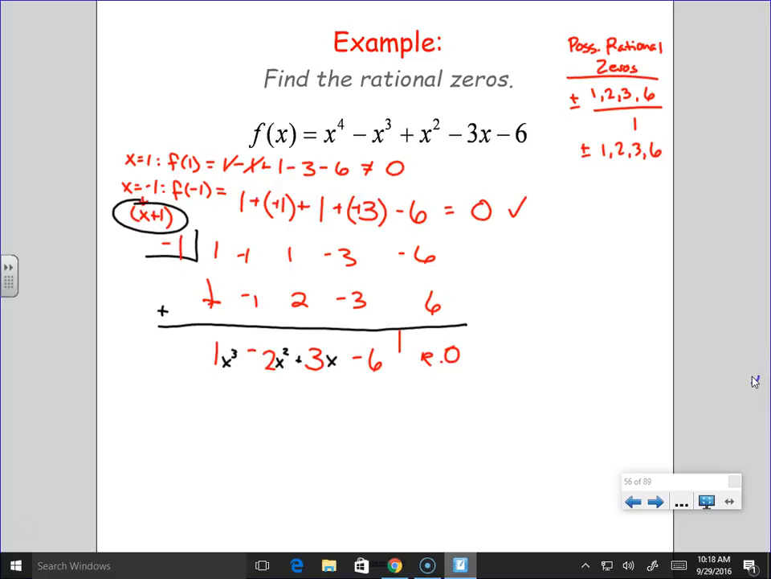Couldn't we technically test -1 again? We know that 1 doesn't work. 1 doesn't work from the beginning. X equals 1 isn't going to work at all. But couldn't -1 be in there twice? And if it doesn't work, where are we going to go next? Well, these are the same exact numbers as the beginning, so then we'll go to +2, then -2, then +3, then -3, then +6, then -6.